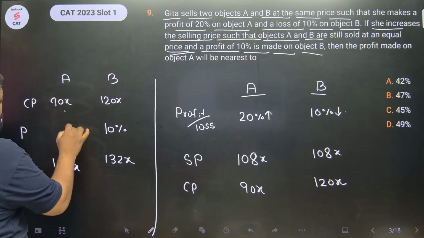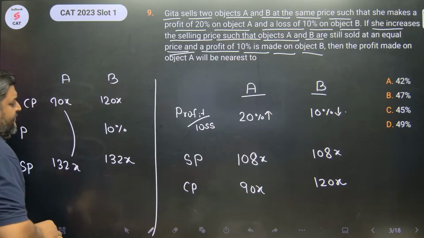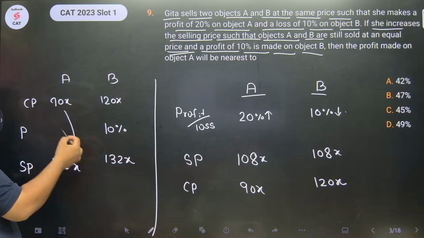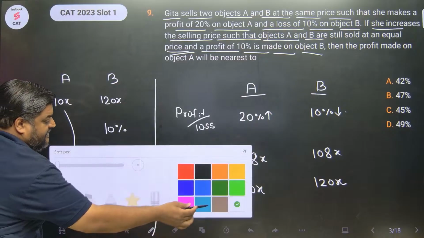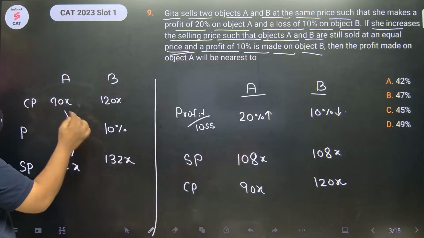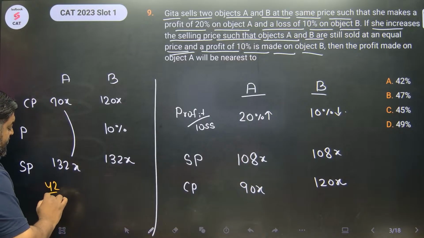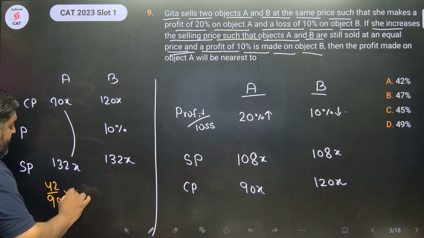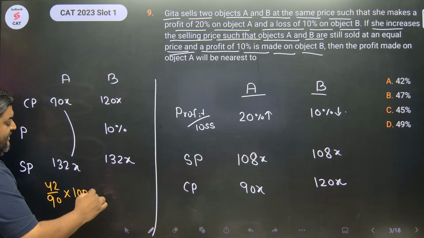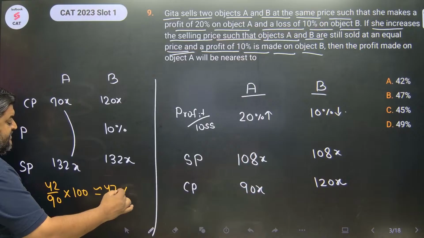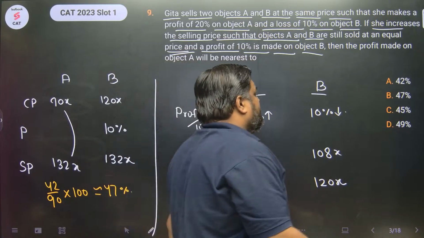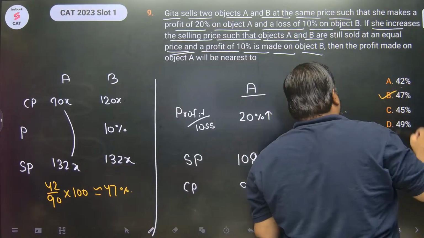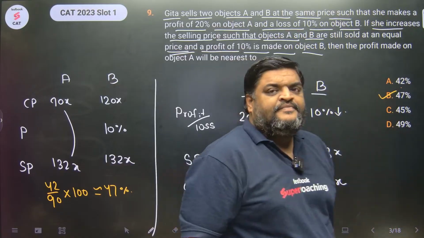So how much is the profit over here, that is asked. In the case of A, what is the profit? How to calculate? Sir, difference by reference into 100. It is 42 upon 90 cross 100, right? And this is close to 47%. It comes out to be 46.6, which is 47%. Sorted?